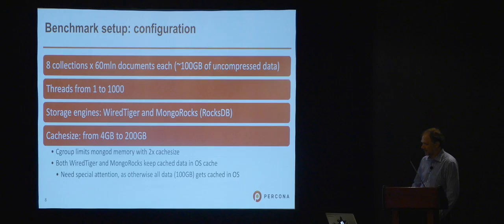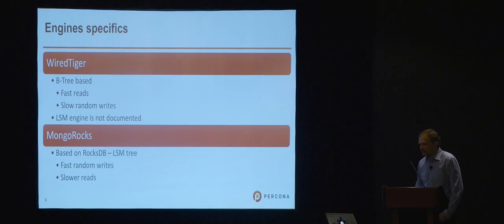And now let's talk a bit about expectation for each engine. WiredTiger is B-tree based. There are LSM versions of WiredTiger, but I don't think it's well documented and recommended to use by MongoDB. So we will use only the B-tree implementation. And the B-tree has the usual properties of a B-tree engine. It usually comes with fast reads, but also it is known for slow random writes, especially when data exceeds memory.